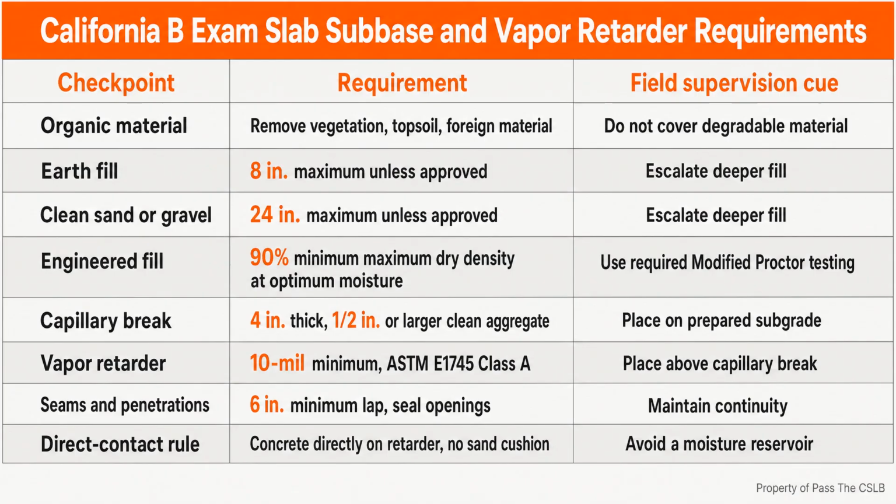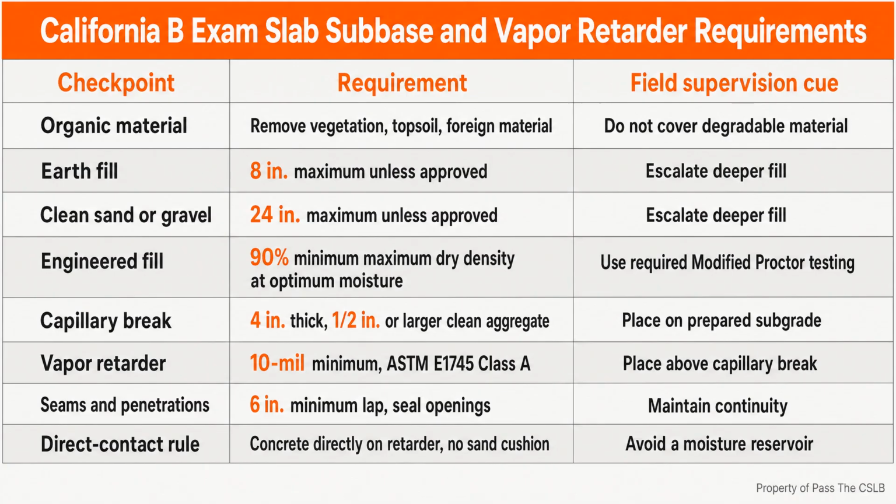One layer interrupts liquid movement. Another layer slows vapor movement. The capillary break comes first on the prepared subgrade. The report specifies a 4-inch thick base of 1/2 inch or larger clean aggregate. Clean, relatively large aggregate leaves open spaces that interrupt the small continuous pathways needed for capillary suction. That layer is not the vapor retarder.